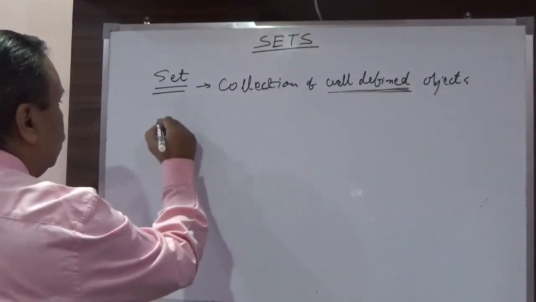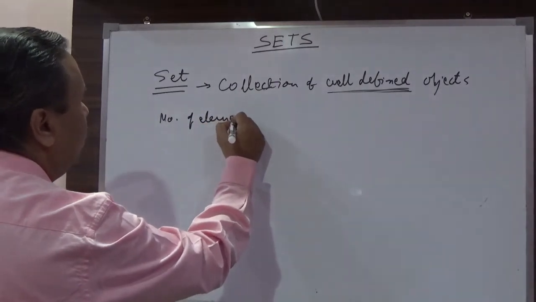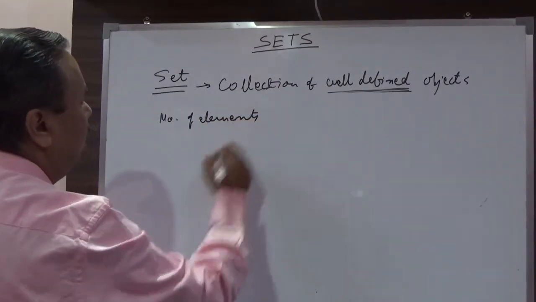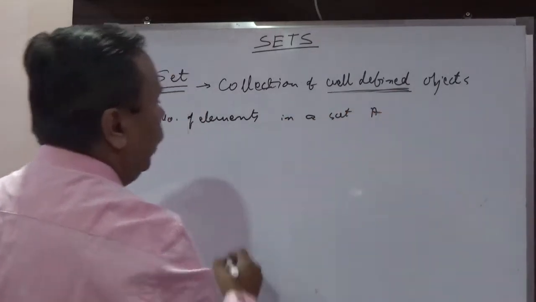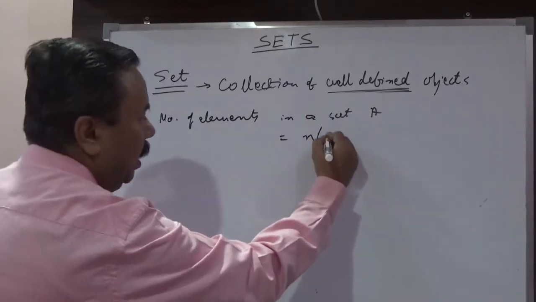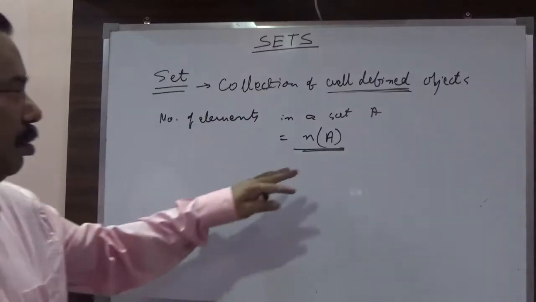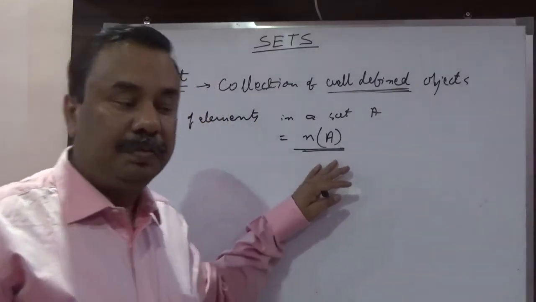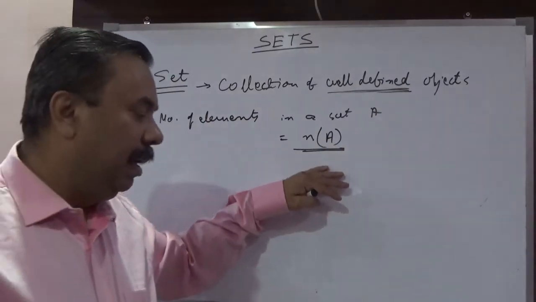So that is represented by the number of elements in a set A. It is represented as small n and then A under brackets. Okay, I will use this notation further in my video. So this is represented as n(A).